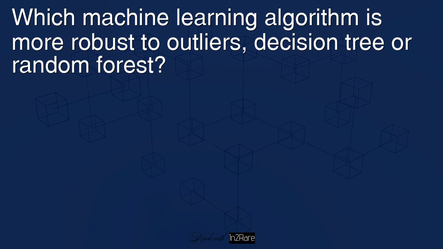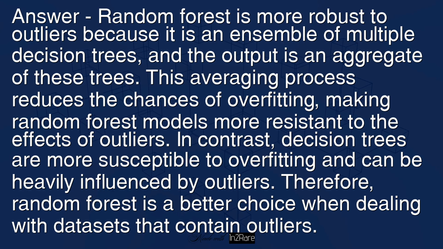Which machine learning algorithm is more robust to outliers, decision tree or random forest? Answer: random forest is more robust to outliers because it is an ensemble of multiple decision trees, and the output is an aggregate of these trees. This averaging process reduces the chances of overfitting, making random forest models more resistant to the effects of outliers. In contrast, decision trees are more susceptible to overfitting and can be heavily influenced by outliers. Therefore, random forest is a better choice when dealing with datasets that contain outliers.